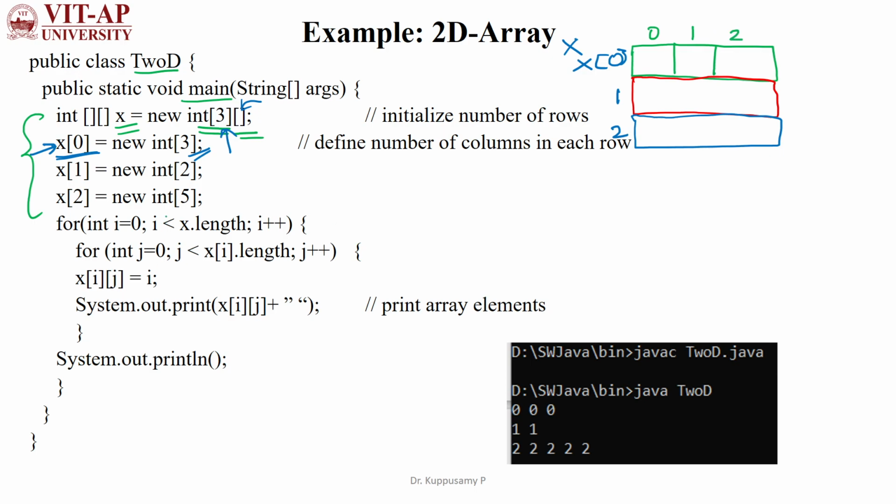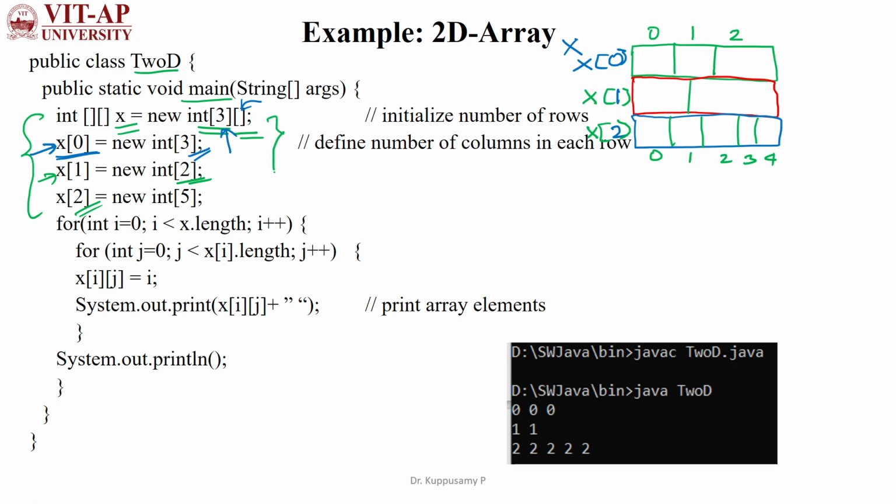Next, here we are going to create two columns for the second row. So x of 1 is this one, which has only two elements. Then here we are going to create one more row, x of 2, which has five elements: 1 2 3 4 5, with indices 0 1 2 3 4. So now this is the structure.